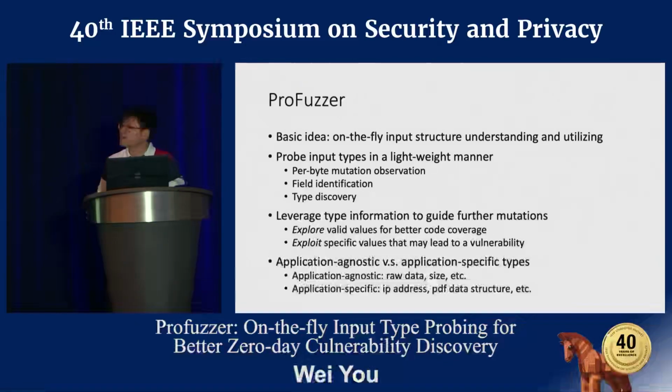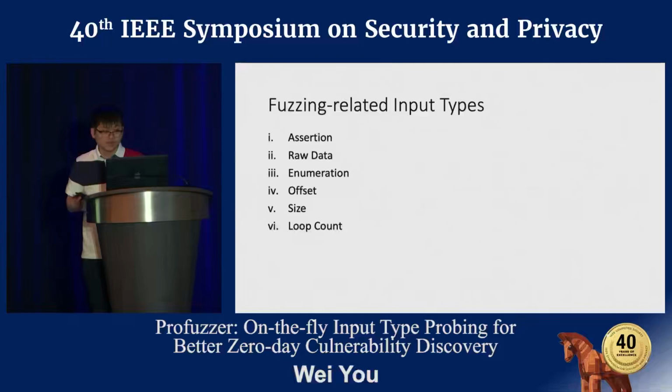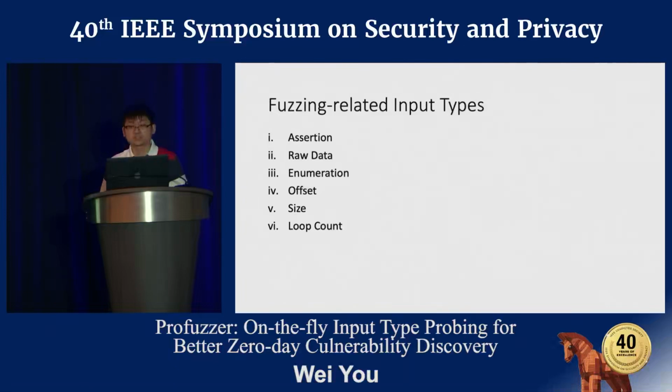We should note here that the types discussed here are application-agnostic types, such as raw data and size, which are critically important for fuzzing, instead of application-specific types, such as IP address or PDF data structures, and so on. We identified 6 fuzzing-related input types, including assertion, raw data, enumeration, offset, size, and loop count. These types cover most of the input content for popular applications, and each of them affects program execution in a unique way. So we take enumeration and size as examples.